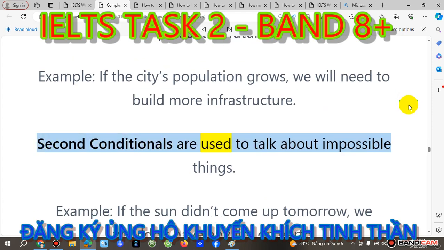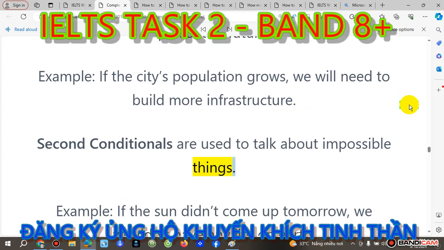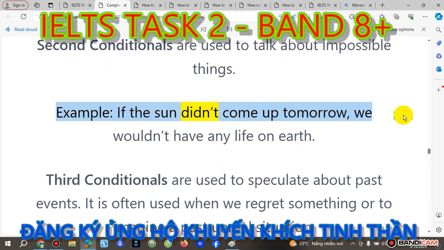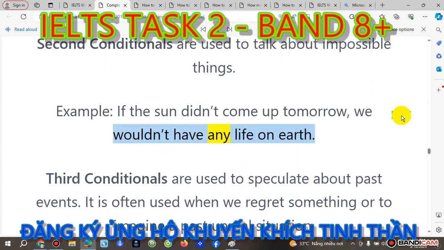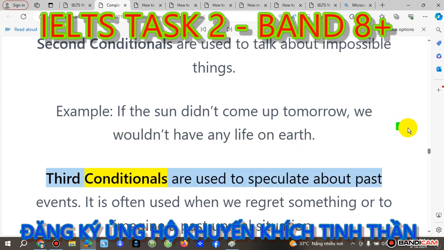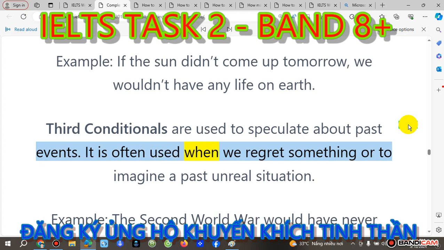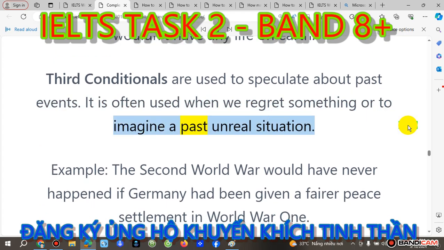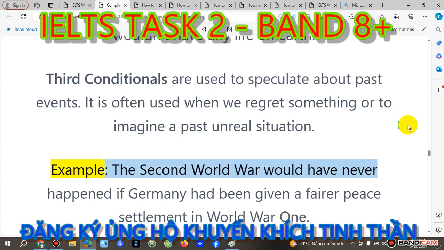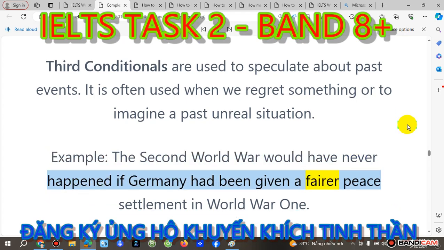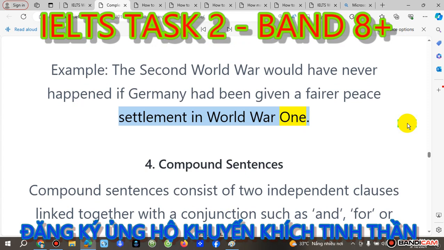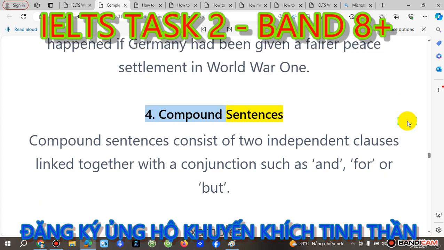Second conditionals are used to talk about impossible things. Example, if the sun didn't come up tomorrow, we wouldn't have any life on Earth. Third conditionals are used to speculate about past events. It is often used when we regret something or to imagine a past unreal situation. Example, the Second World War would have never happened if Germany had been given a fairer peace settlement in World War I.